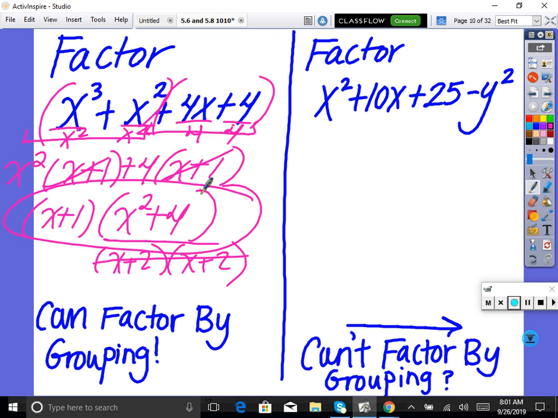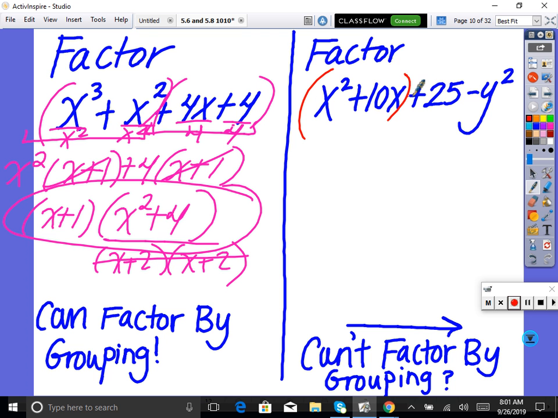Okay, now here is the thing. Let's look at this next problem here. This is where there is one little catch. There is 1, 2, 3, 4 terms. Do you agree? Okay, there is 4 terms. If I try grouping right now, let's see if it works. So just watching right now.